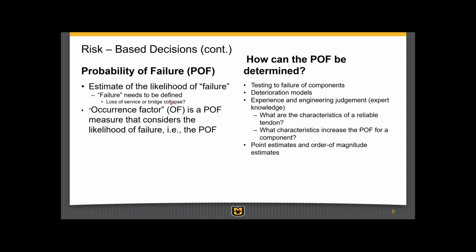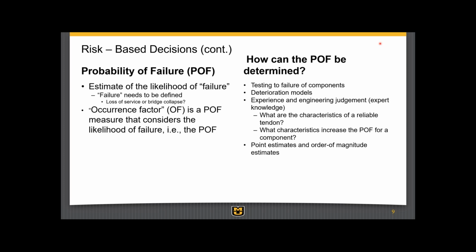In terms of this probability of failure, well, that's easy to say, but it can sometimes be hard to apply. You need to define what you mean by failure. Do you mean the bridge is going to collapse? Or do you mean the bridge is going to require closure? Or do you mean a repair is going to have to occur? An occurrence factor, this term is used as a sort of stand-in for a probability of failure that considers the likelihood over some time interval.